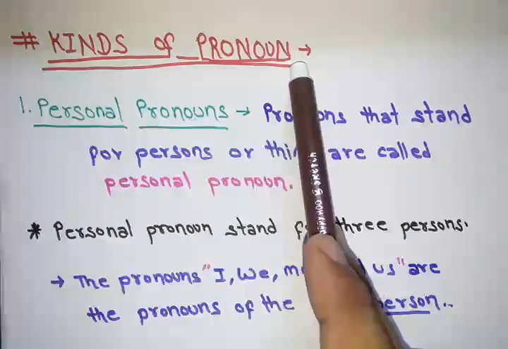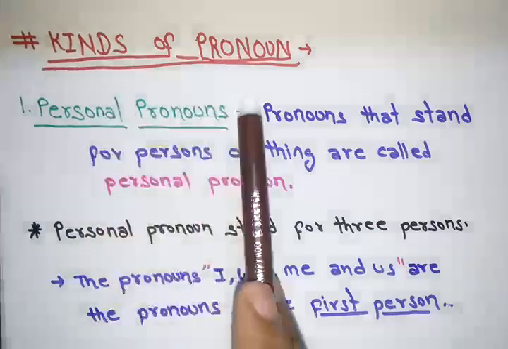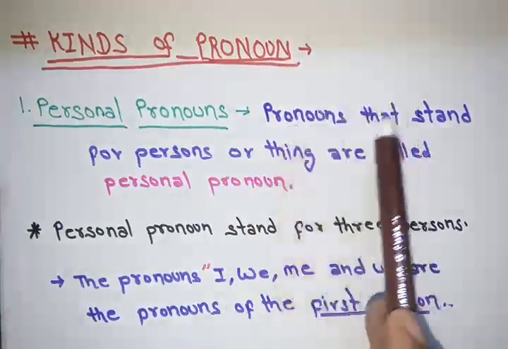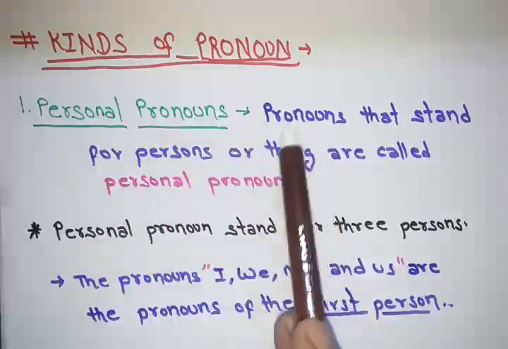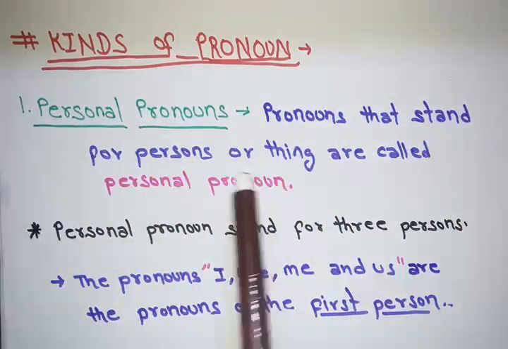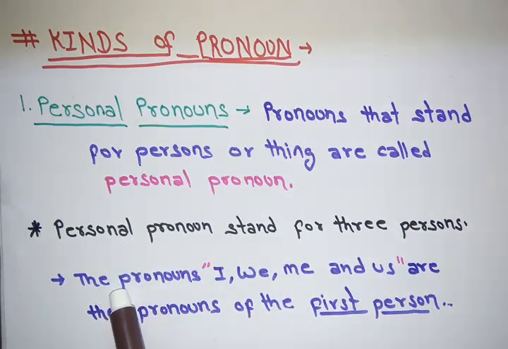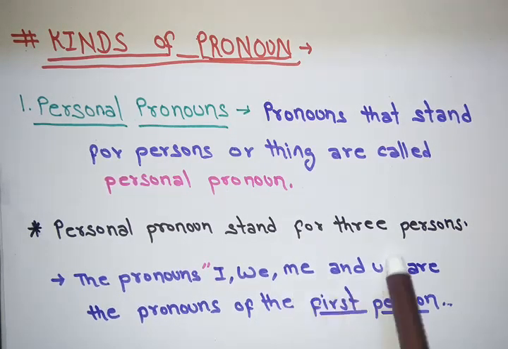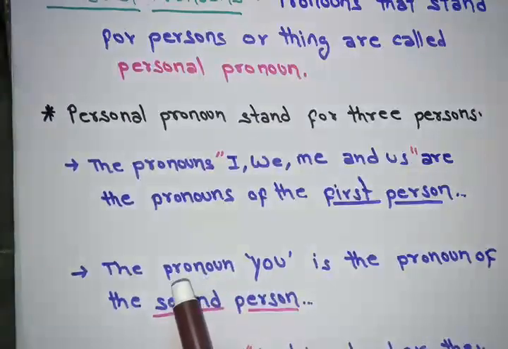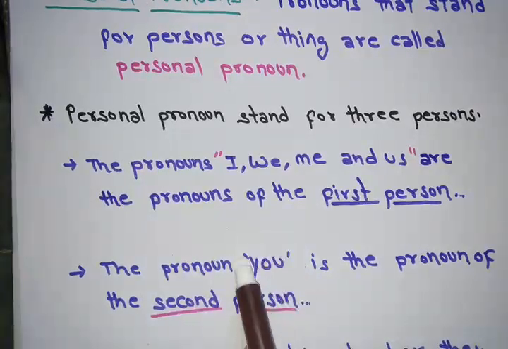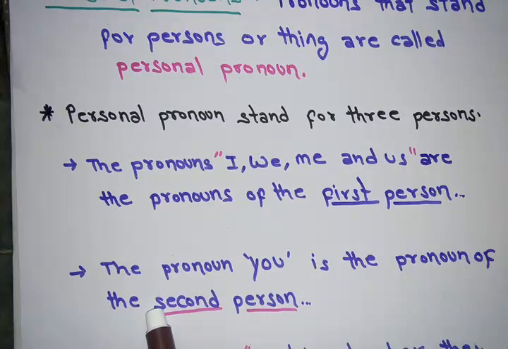Now, kinds of pronoun. First is personal pronoun. Personal pronouns means pronouns that stand for persons or things. They stand for three persons. First is the pronouns I, we, me, and us, which are the pronouns of the first person. Means they are used for the person who speaks, like me.